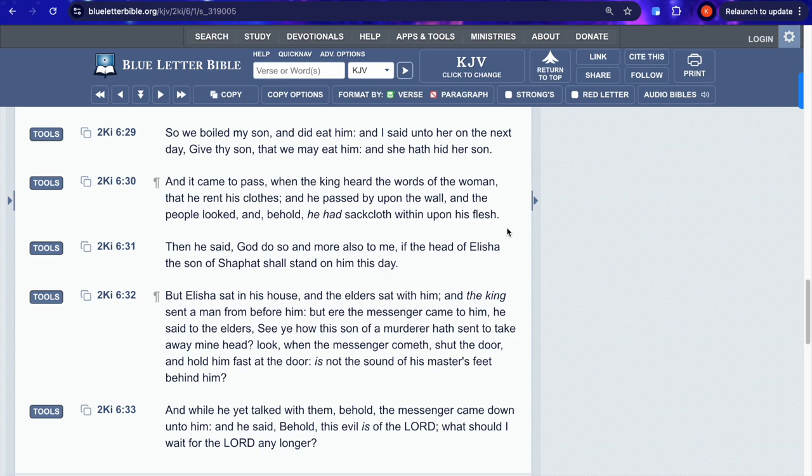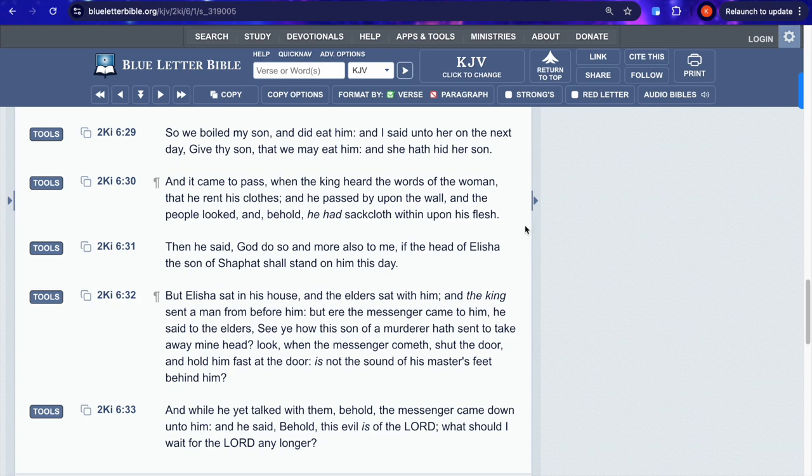And it came to pass, when the king heard the words of the woman, that he rent his clothes. So he basically ripped them, and he tore them, and he passed upon by the wall, and the people looked, and behold, he had sackcloth within upon his flesh. Then he said, God do so and more also to me, if the head of Elisha the son of Shaphat shall stand on him this day.